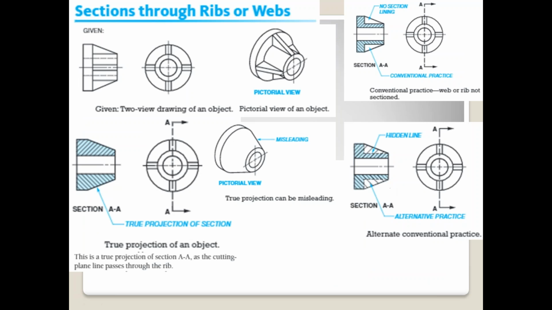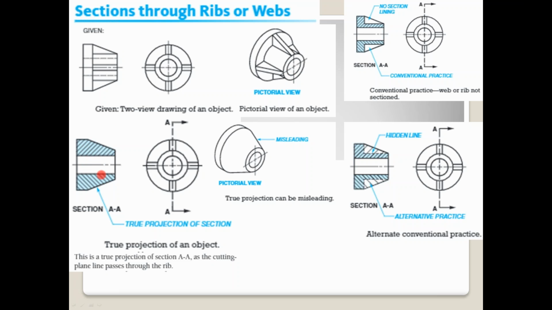Section through ribs or webs. Given a two-view drawing of an object, and the pictorial. This is the pictorial picture, and given these two views, this is the actual view of the object. But if you shade it this way, it is a true projection section, but the true projection can be misleading, because if you shade it this way, it's going to turn the object into this. So be very careful how you use the section lines.